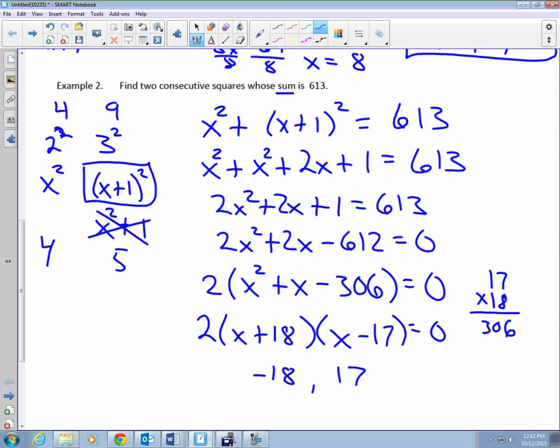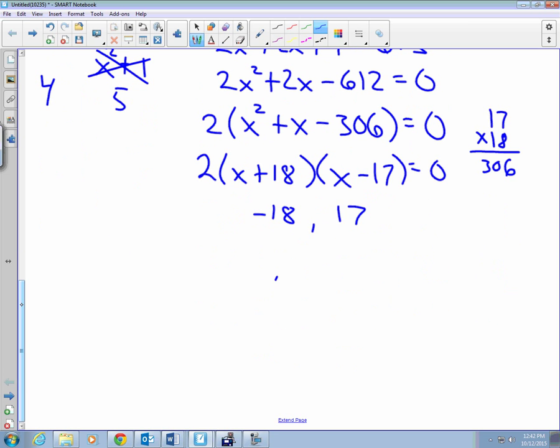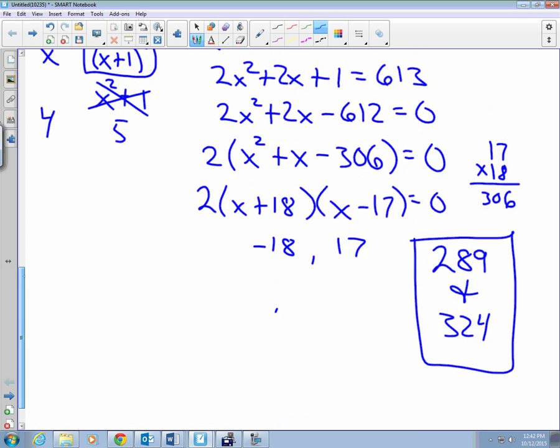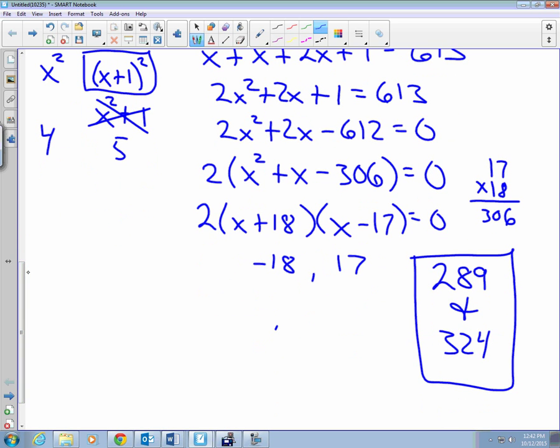But try 17. 17 squared is 289. 17 plus 1 is 18 squared is 324. So you can see that either one you use for x will produce the same results, namely that 289 and 324 are your consecutive squares that do sum to 613.